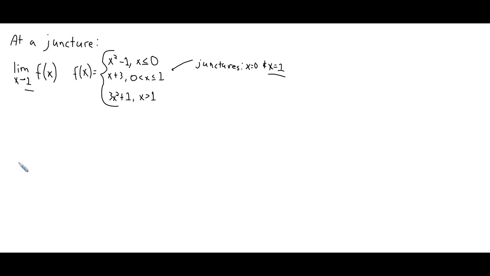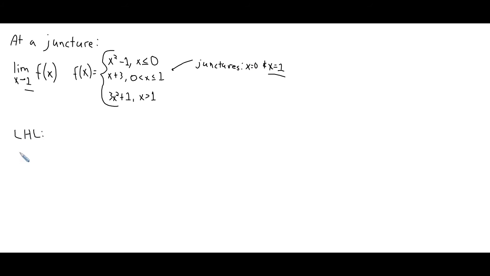Because we're looking for the limit as x approaches 1, and our function splits at 1. So what do we do? We have to look at the left-hand limit and the right-hand limit. And in this case, when the x's are less than 1, that's going to be our left-hand limit, and in this case, that is x plus 3. And when the x's are greater than 1, that's going to be our right-hand limit. In this case, it is 3x squared plus 1, right? Because 1 splits those two functions. So let's solve these two limits.